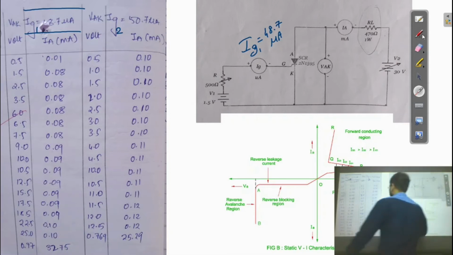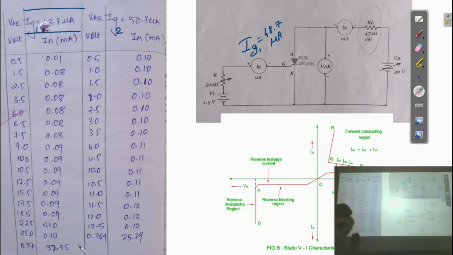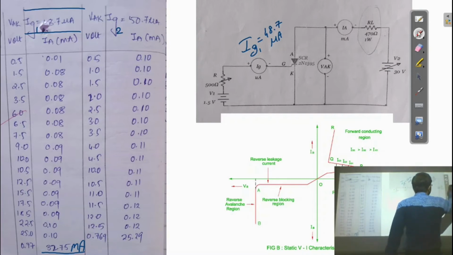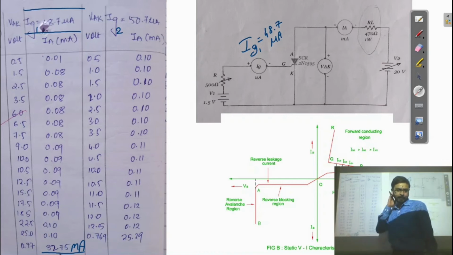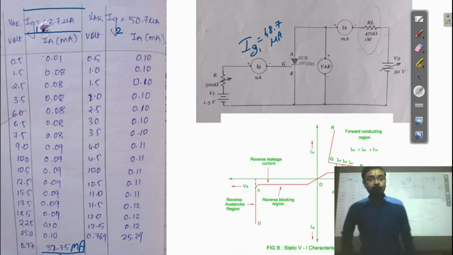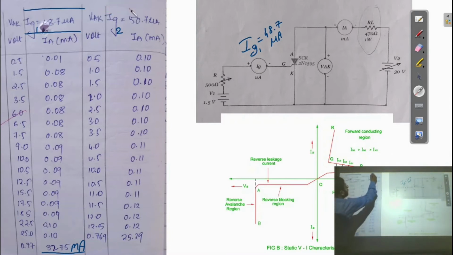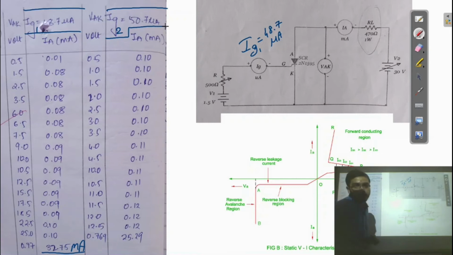Right? Now let us see for Ig2. So what happens for Ig2? We will take this portion Ig2, let us say 50.7 microampere.